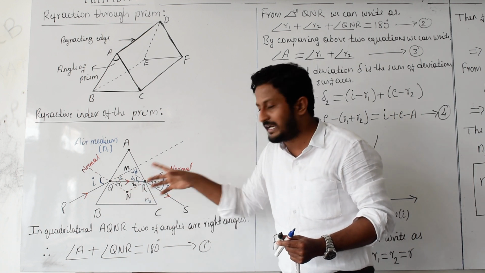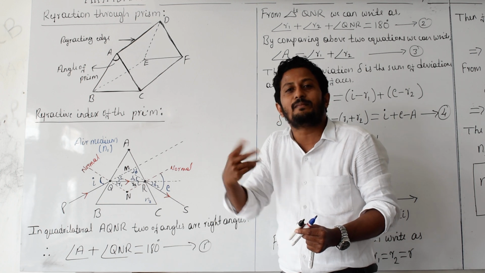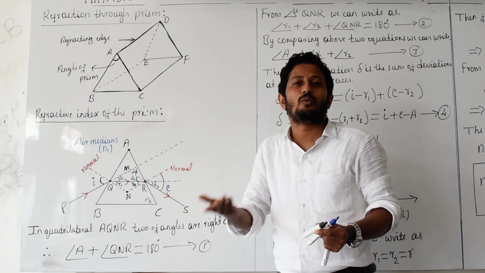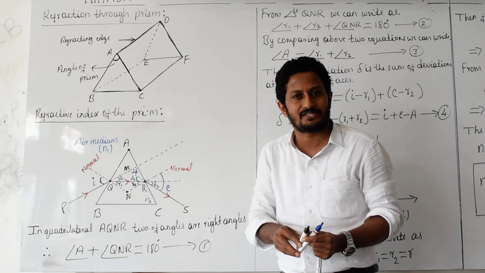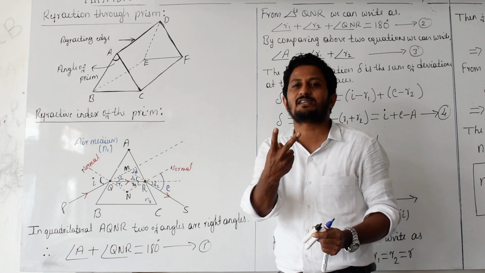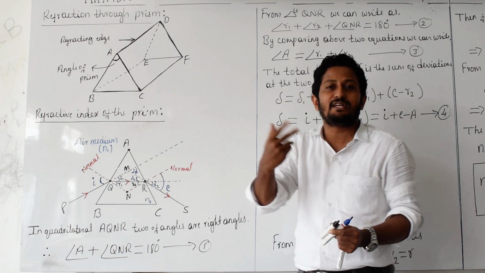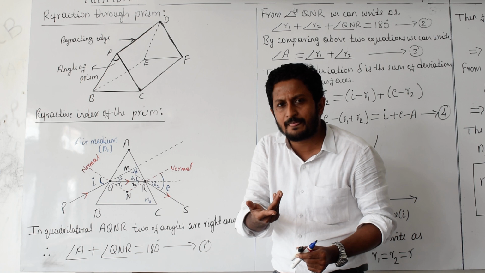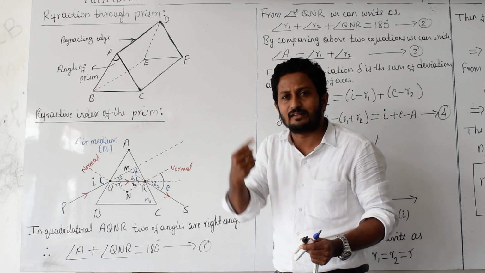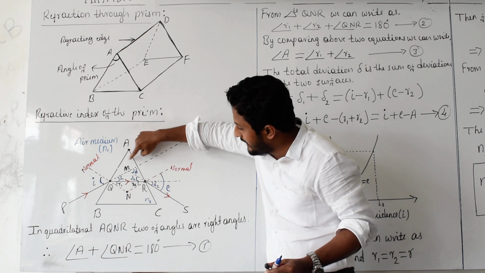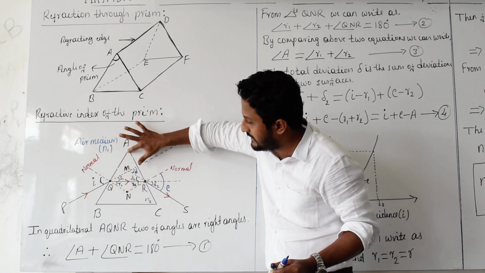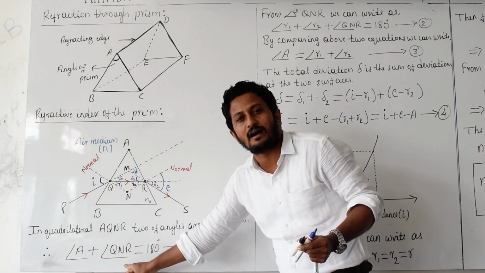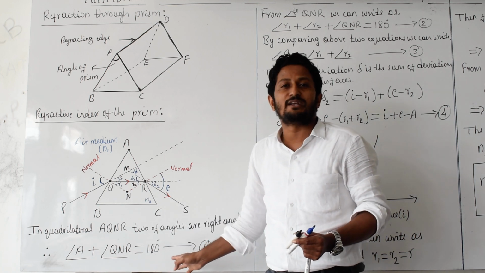If these two are 90, then the sum of the remaining two angles is equal to 180 degrees. Totally it is 360. Among 360, two angles are equal to 180. Then the remaining two are also equal to 180. Then which are those remaining two angles in that AQNR quadrilateral? They are angle A and angle QNR. Their sum is equal to 180 degrees. Name it as equation 1.